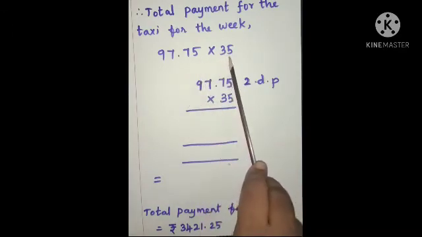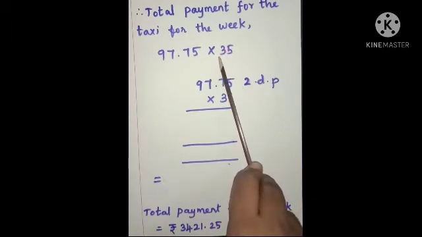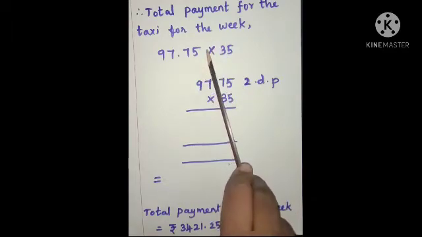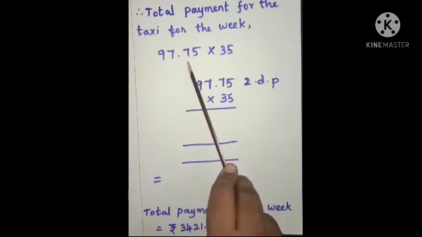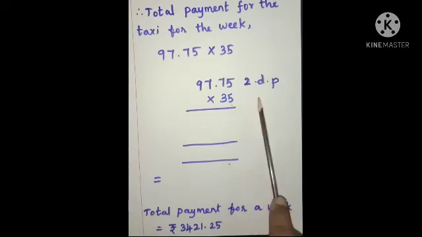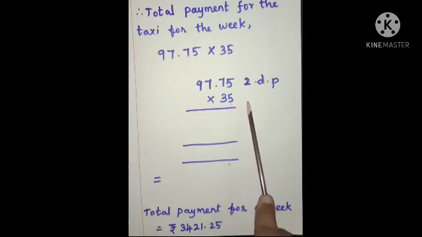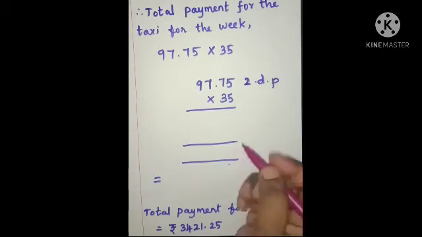And in the final product, the decimal point will be present before 2 digits. Because in the first decimal number, 2 decimal places are there. And in the second number, there are no decimal places because it is a whole number. It is not a decimal number. So now, first multiply as it is.